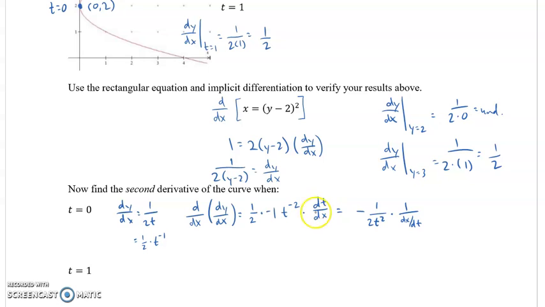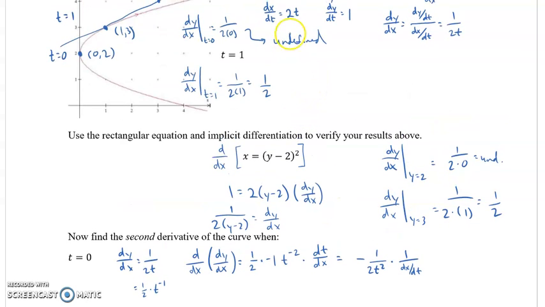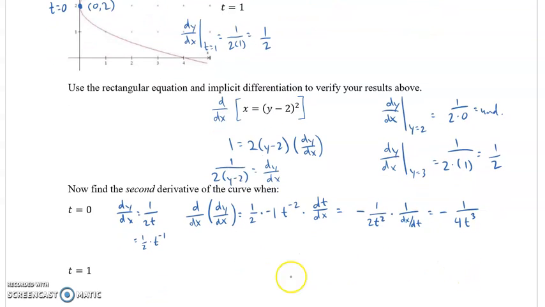And then instead of multiplying by something we don't know, we're going to divide by something we do know. Remember, we know what dx/dt is. We found that earlier. dx/dt is just 2t. So this is going to equal negative 1 over 2t squared times another 2t. So 2 times 2 is 4, t squared times t is t cubed.